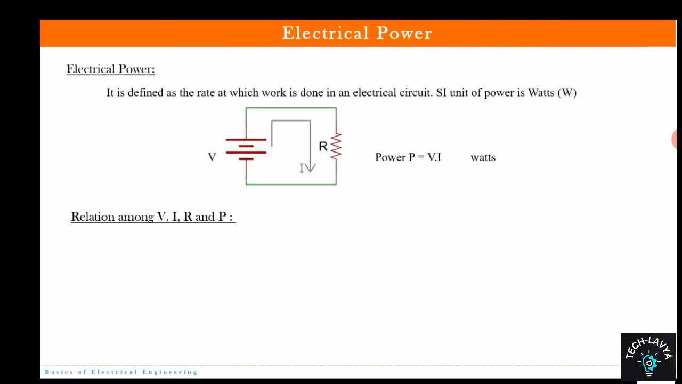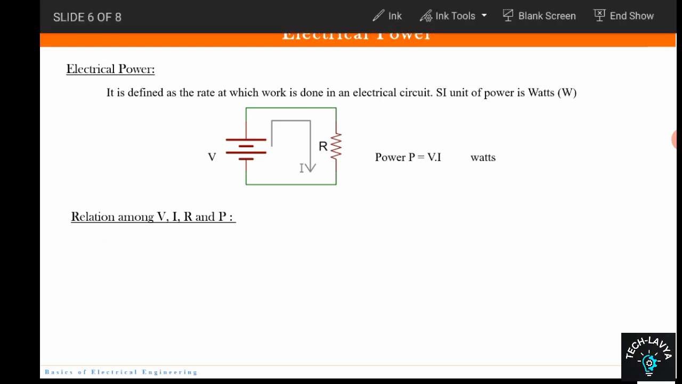Now let us understand what is power. Basically, electrical power is defined as the rate at which work is done. Numerically, power is represented as the product of voltage and current. And there are some other ways to represent power as well. Now how do we represent that?